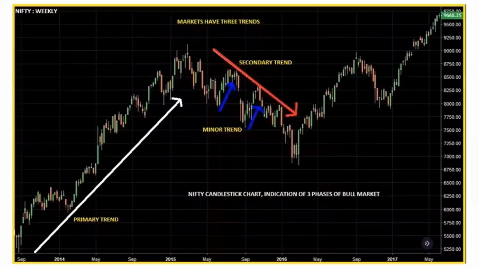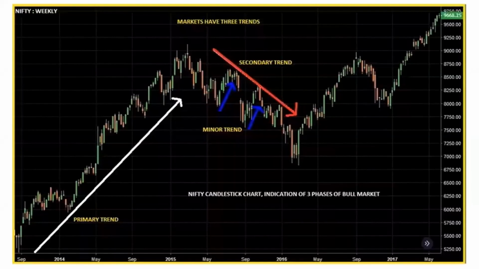But in the bearish market, all these will be opposite. The primary trend will be downwards, the secondary trend will be upwards, and the minor trend will be downwards. So these are basically the three trends given by the Dow Theory in the market while trading.